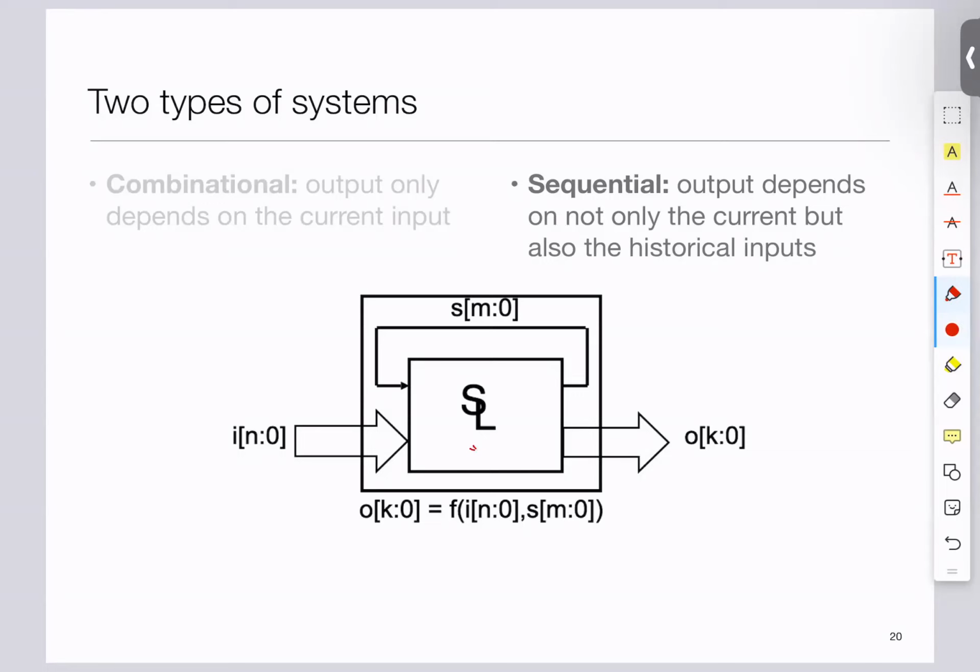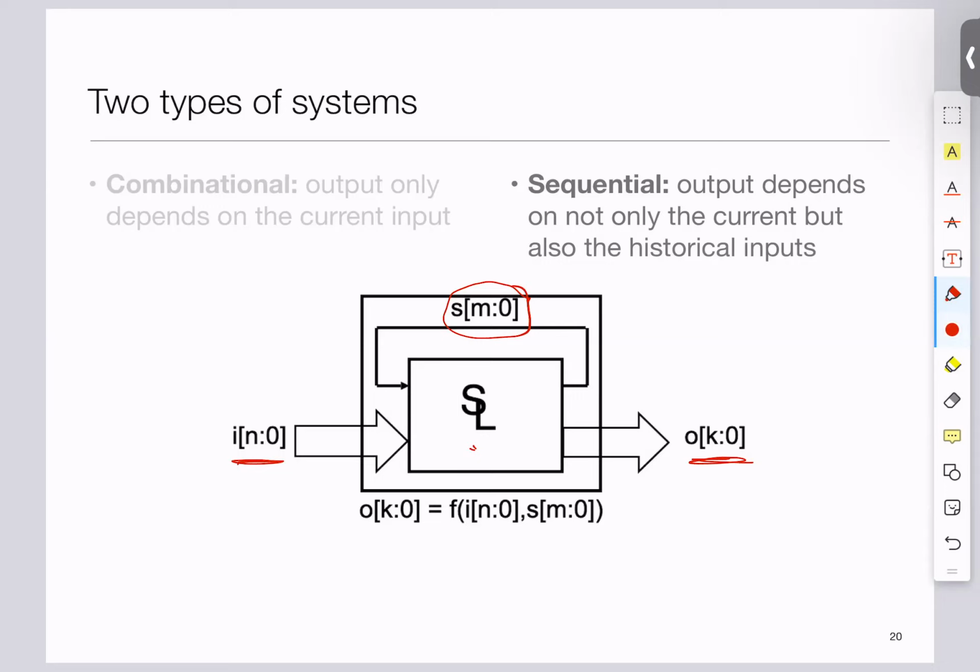So sequential logic, as I've written it, SL, its output depends both on the input that I'm seeing as well as what is sitting in the memory. Usually what is sitting in the memory, we like to call it a state. So think of the state of a system as some memory where it is storing relevant information about the past.